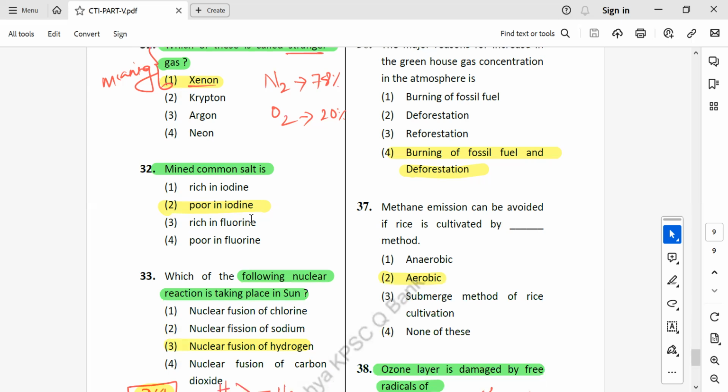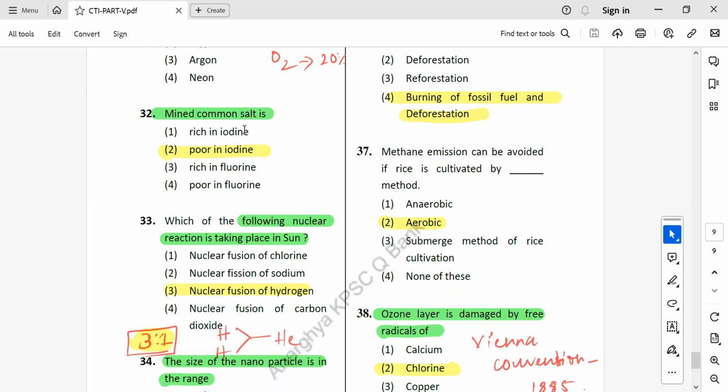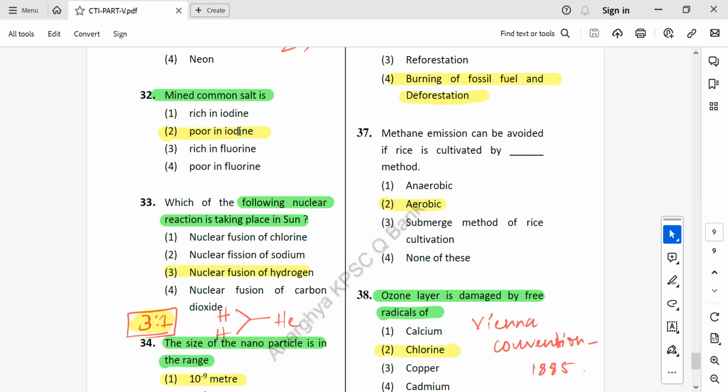Remember, mine salt is rich in iodine or poor in iodine? Of course, iodine is added after mining of the salt, so mine salt will be poor in iodine. For such questions, don't hurry to answer.